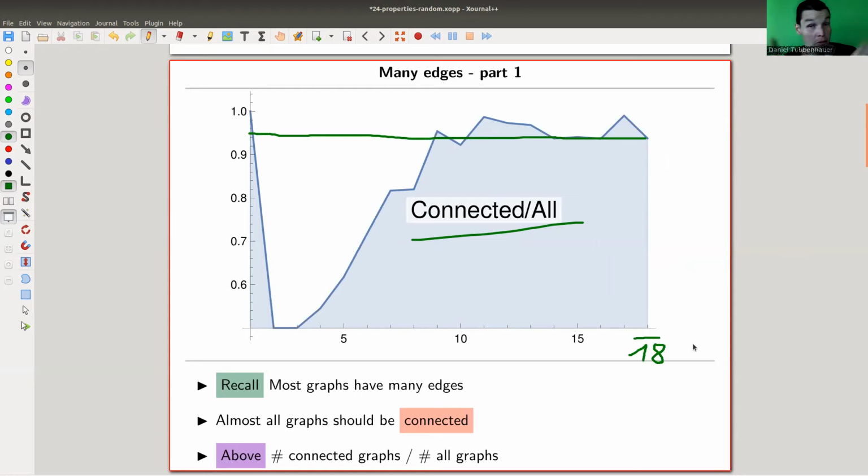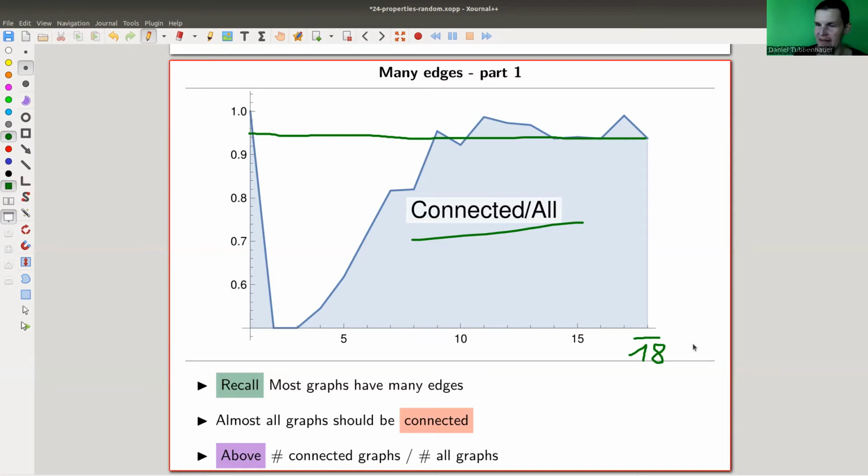So note that most graphs have many edges. Connectivity is clearly related to having edges, and the more edges you have, the more likely it is to be connected. So almost all graphs should be connected. This is a nice way to do this: you run this up to a certain number of vertices, see a clear pattern, and then try to prove it.